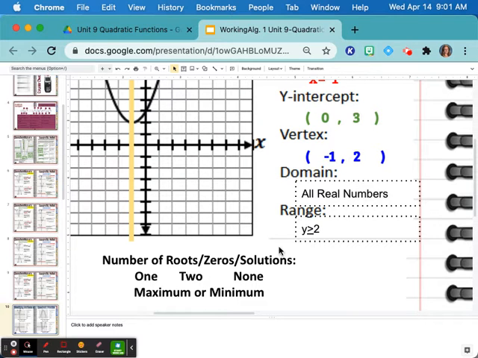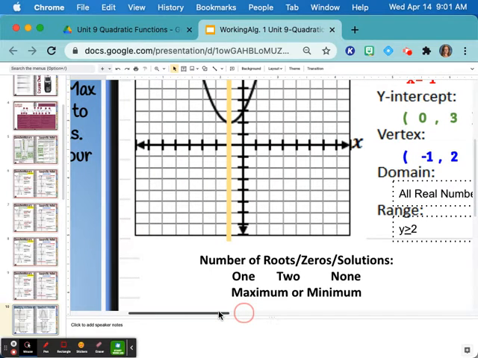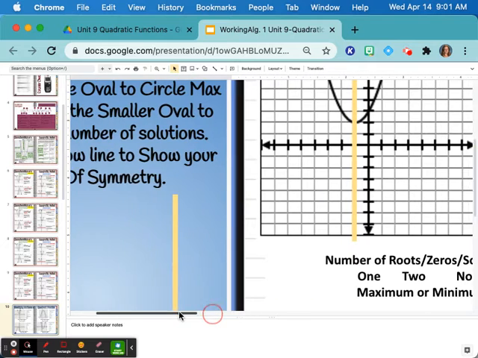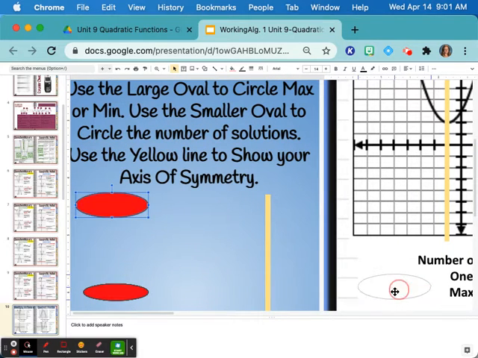Okay, the next item we need to look at is number of roots, zero solutions. How many times does it cross the x-axis? Zero. So we have none. Grab this.